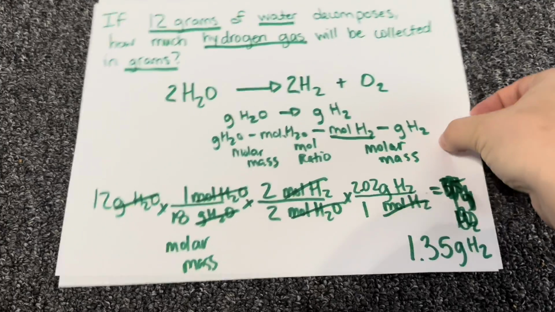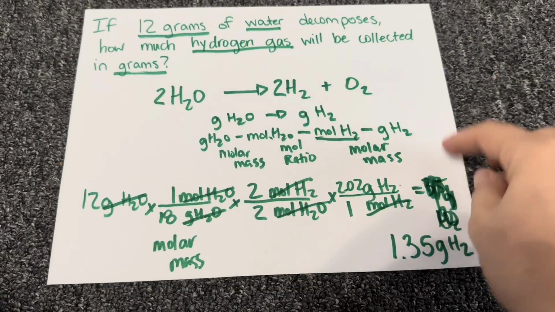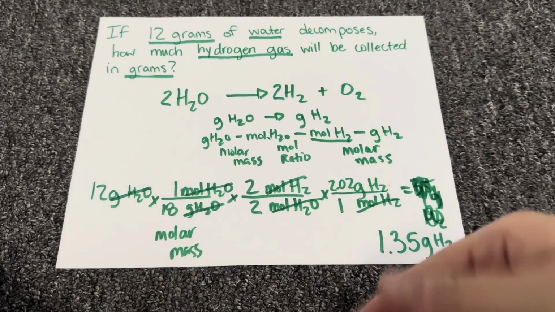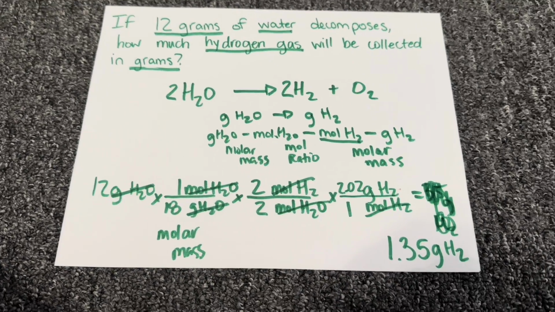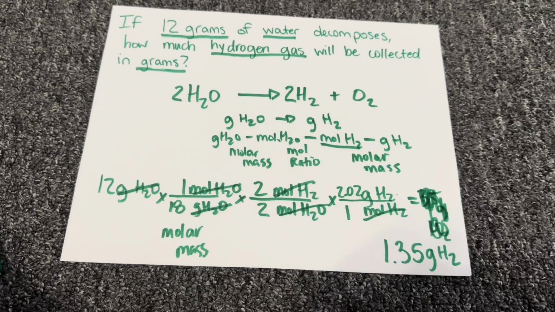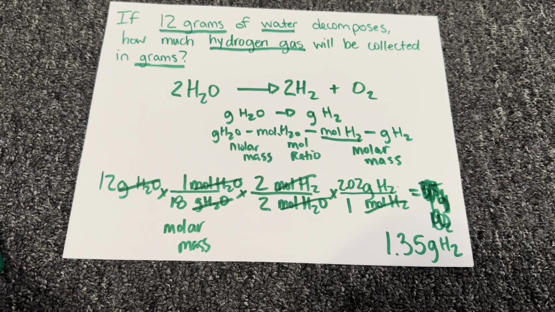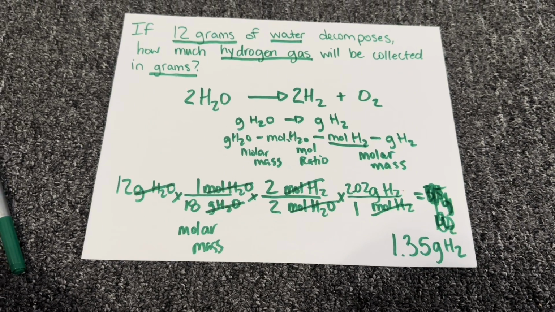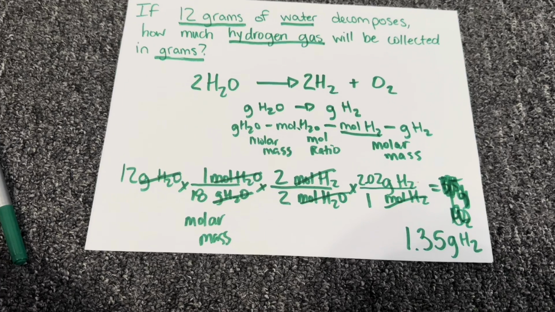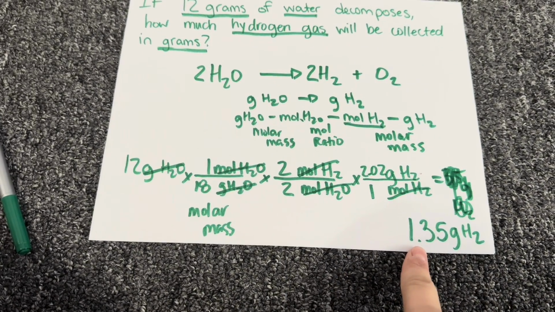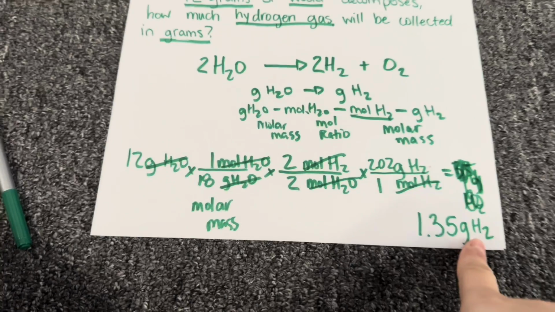Okay, so I did my math, and I did it wrong the first time. That's why it's important to do these calculations multiple times just to double check, because when you're dividing, sometimes it's easy to hit an equal sign when you shouldn't. Anyway, I did this twice, and I got 1.35 grams of H2.